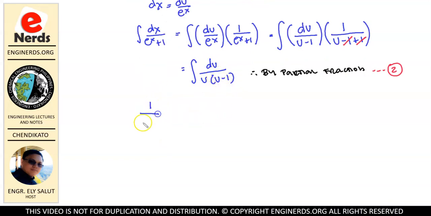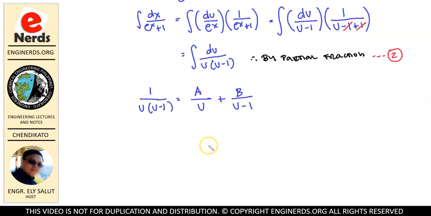We have 1 over u times u minus 1, no? Dahil hahanapin natin yung partial fraction niya. So, we're going to assign some coefficients. We have a over our denominator u, and then plus we have b over our denominator u minus 1. Alright, so we're going to solve our fraction in here.